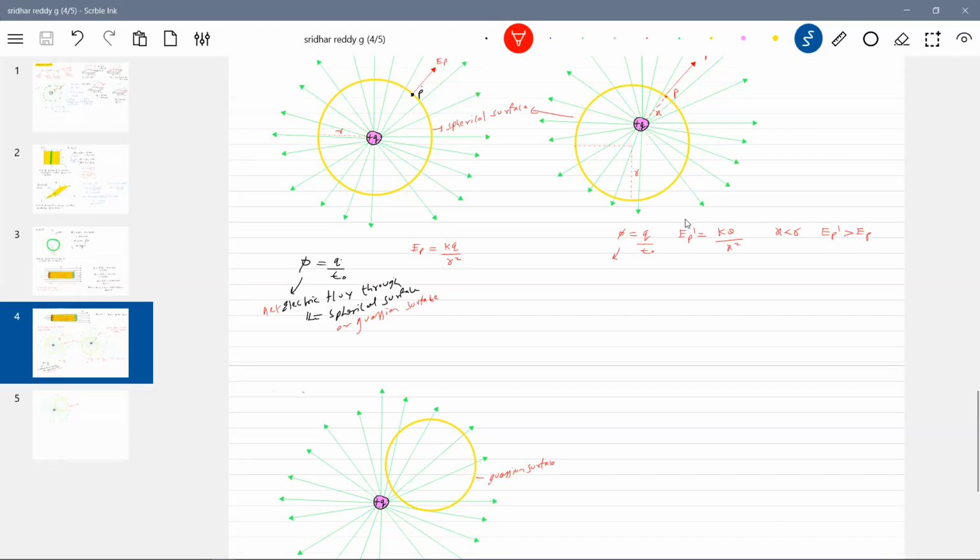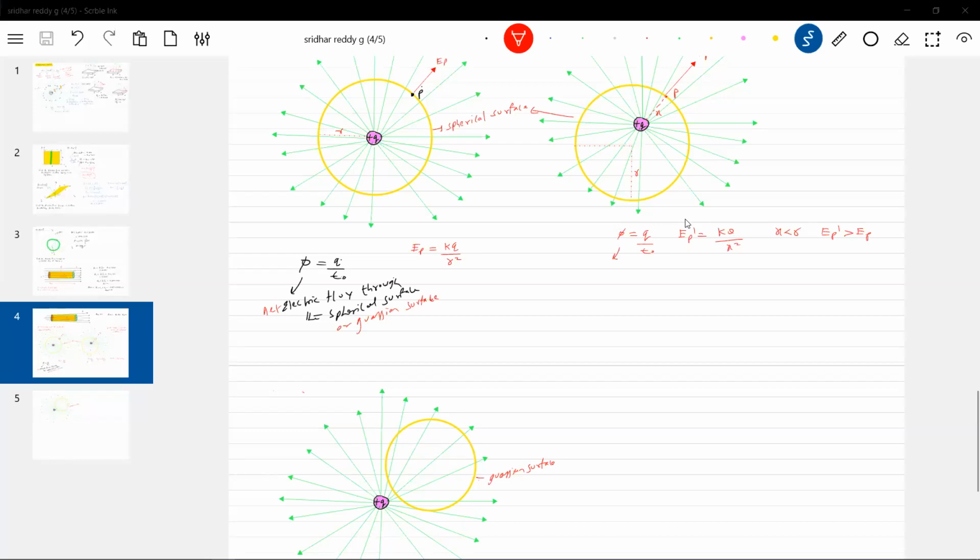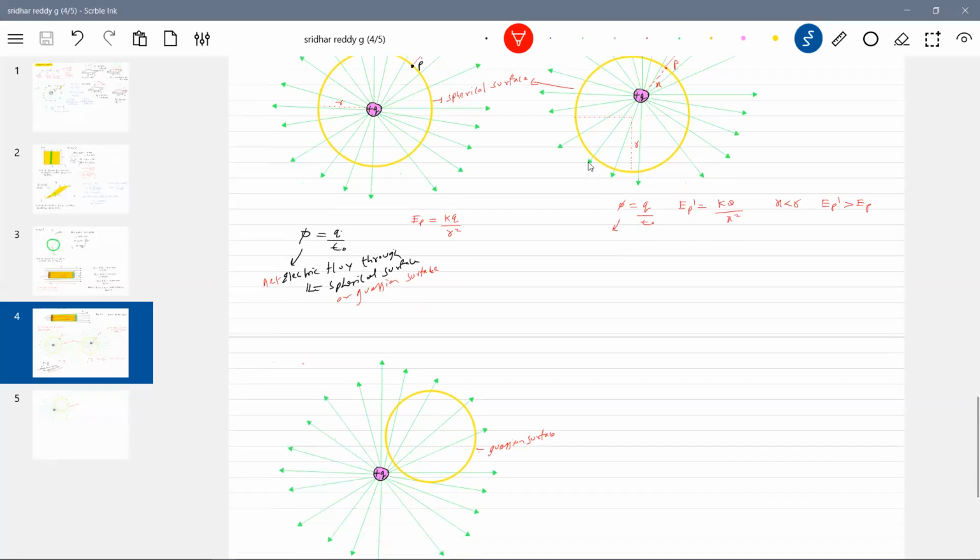Anybody, can you answer? In the third case, flux. No, third case. Flux is 0. Okay, Maya. Will be 0, no? How many lines of force are entering? Those many are leaving. 1, 2, 3, 4, 5. These lines are entering and leaving. What is the net flux? Will be 0.